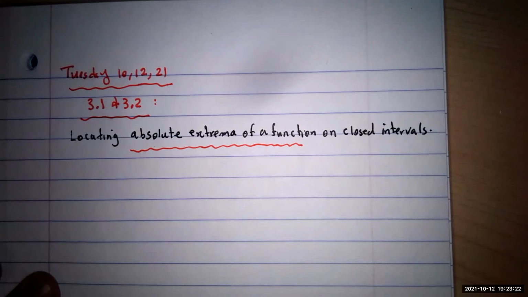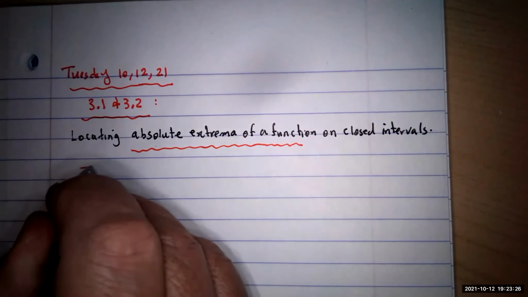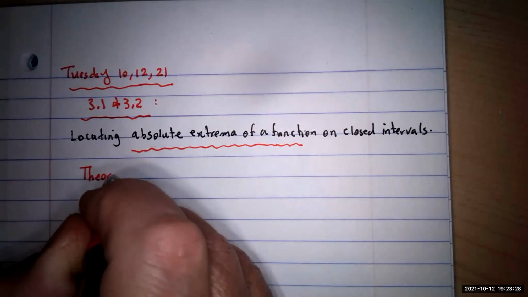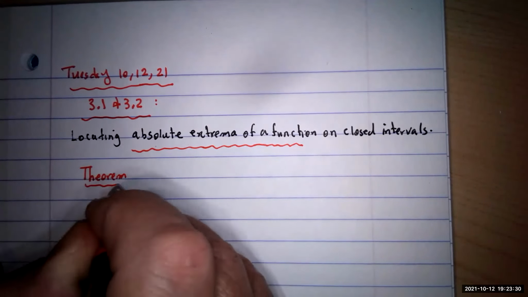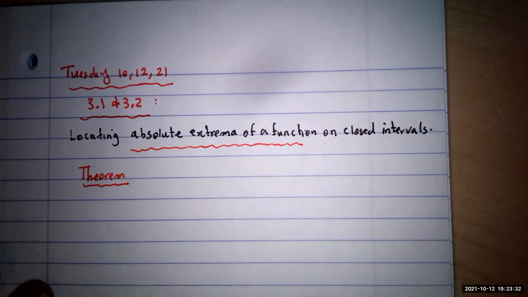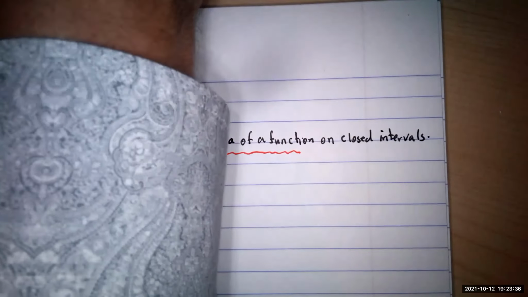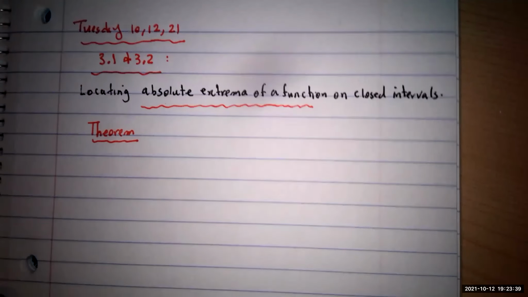So in order to do it, we are going to use the following theorem. This is a great theorem and makes things so easy for us. This theorem will guarantee that you are going to get one absolute maximum, one absolute minimum.